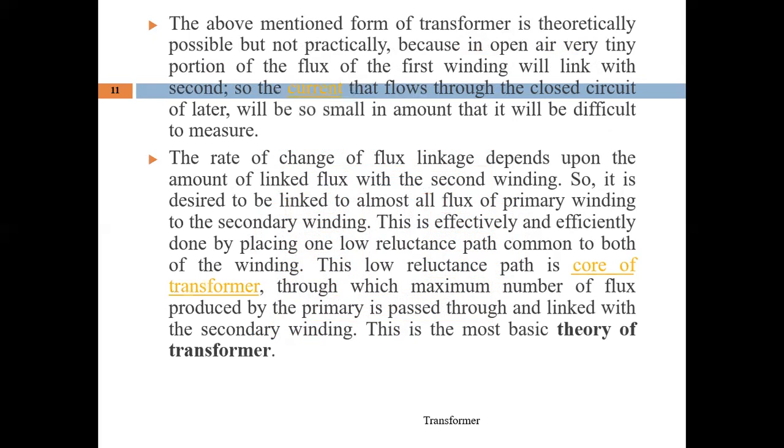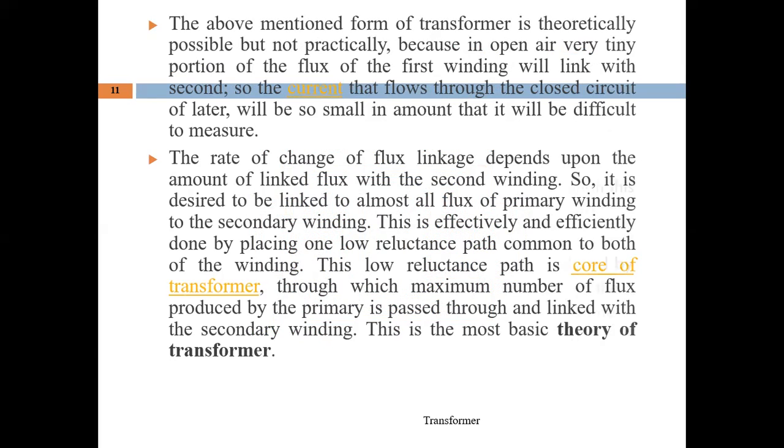This is efficiently done by placing a low reluctance path common to both of the windings. This low reluctance path is called the core of the transformer, through which the maximum amount of flux produced by the primary is passed and linked with the secondary winding. This is the basic theory of transformer.